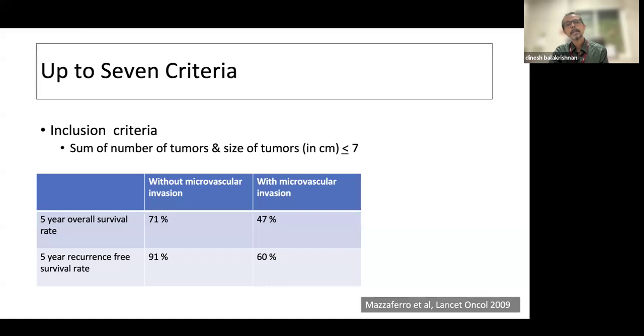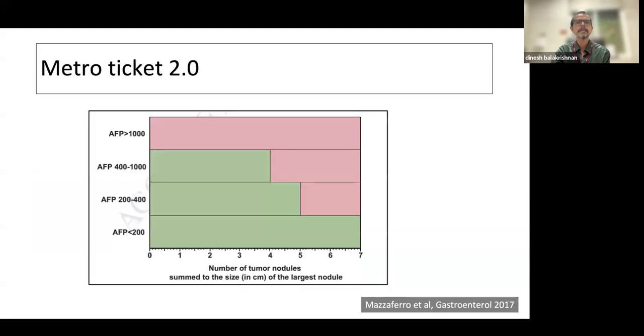But this is the up to 7 criteria: up to 7 tumors, maximum size of 7 centimeters. So as the criteria expands, you have to pay a price. What is the price? The price is the chance of developing recurrence. Again, the metro ticket concept. The further you go, the bigger price you have to pay.